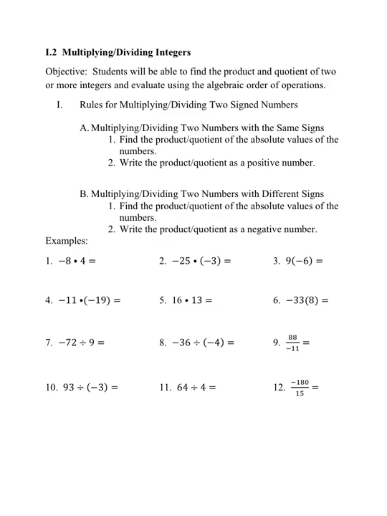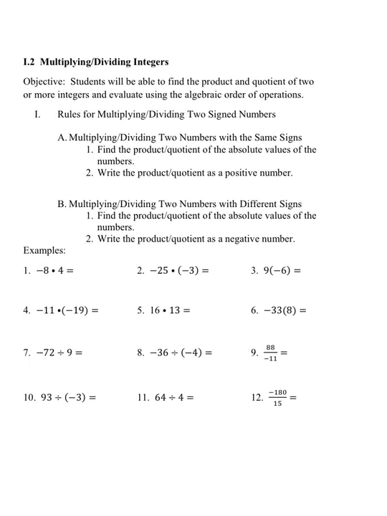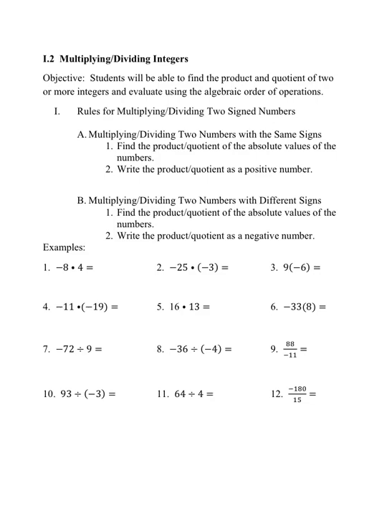This lesson is on multiplying and dividing integers. So the rules for multiplying and dividing are you find the product or quotient of the absolute values, and then if you're multiplying with the same sign, your answer is positive. If you're multiplying with different signs, your answer is always negative.